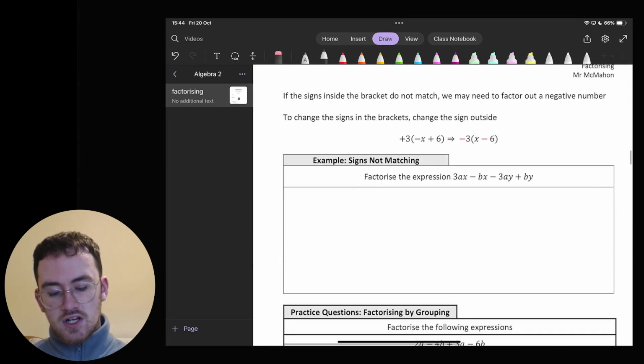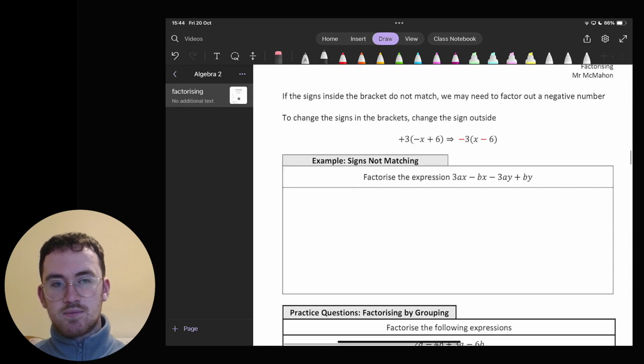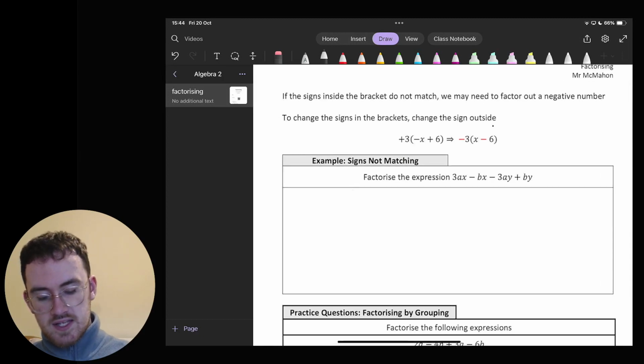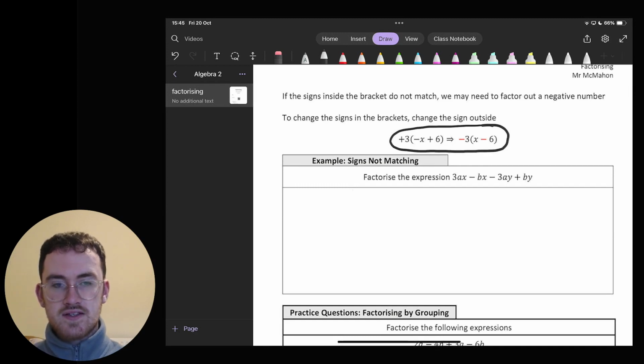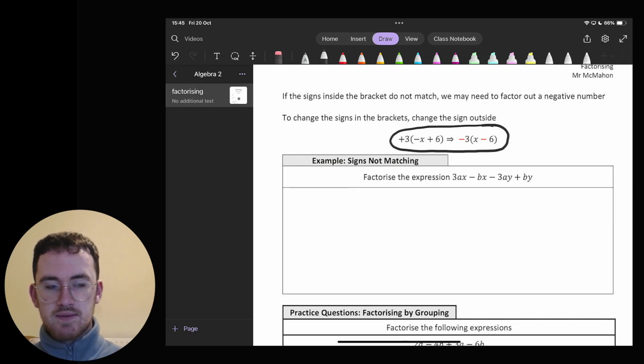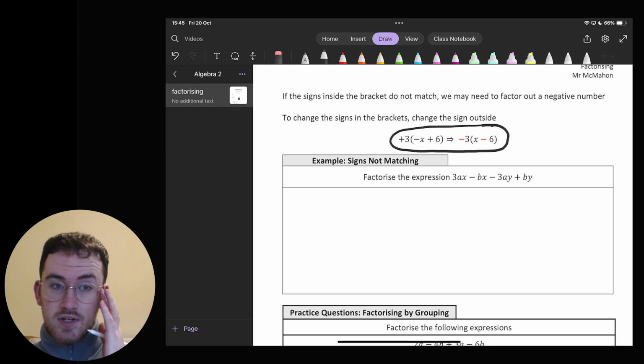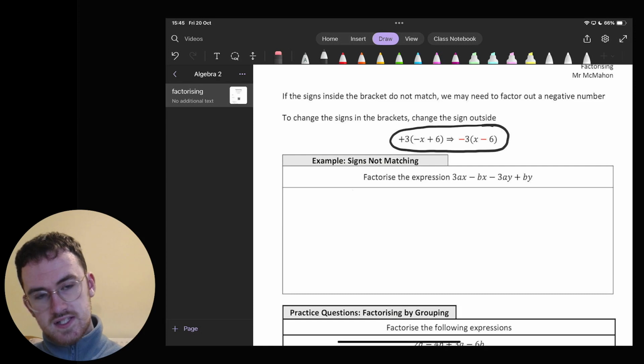The last little part to look at here then is if the signs inside the brackets do not match. And the key part with this is this idea here. If we have a situation like this where we have plus 3 on the outside and minus x plus 6 on the inside, if I wanted to change the signs of what I have on the inside there, I might change the sign of what I have on the outside, because it's like me factoring out a minus 1, dividing each term by a minus 1. And we know that dividing anything by a minus 1 would change the sign. So the minus x would become a plus and the plus 6 would become a minus. So we're going to see the same thing happen here.